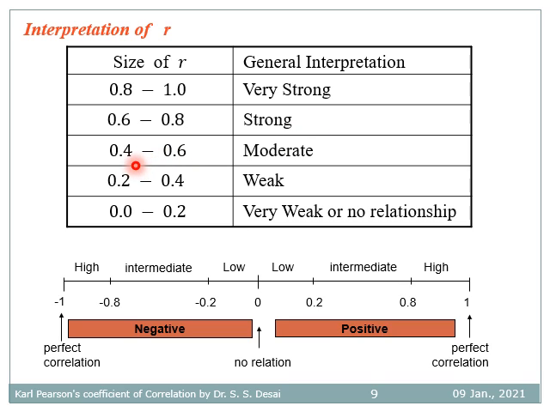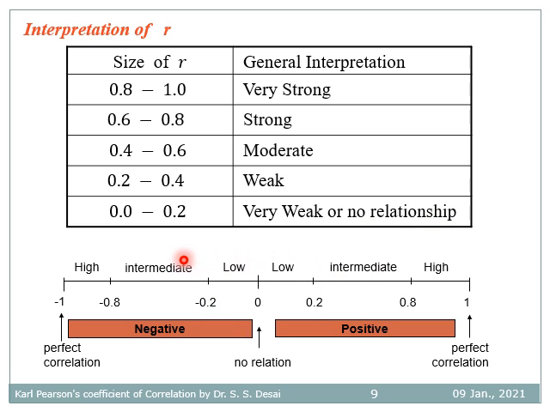If the magnitude is from 0.4 to 0.6, then we say that there is moderate correlation. If the value is 0.2 to 0.4, then we say there is weak correlation, that is low correlation. And if the value is between 0 and 0.2, we say that there is very low correlation or no correlation.